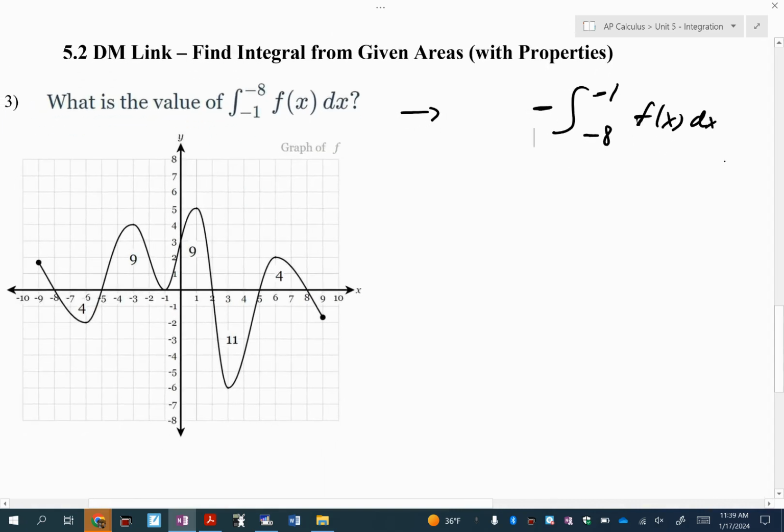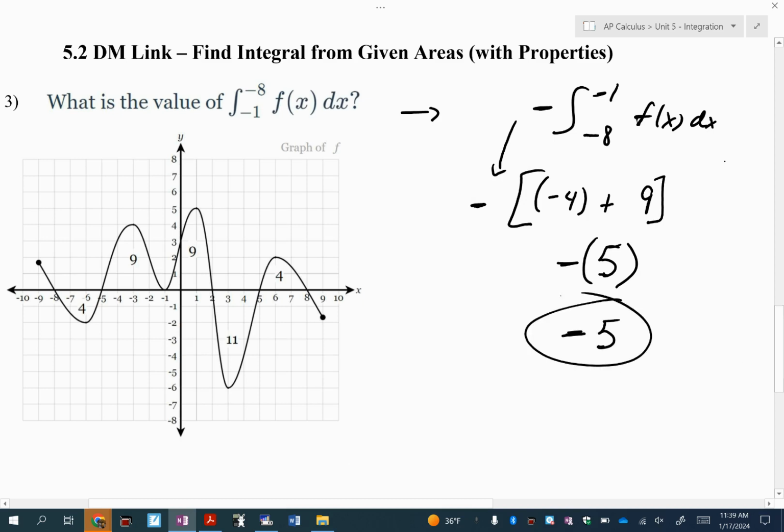What is the first area value from -8 to -5? -4, right? Because it is below the x-axis. What's my next one? +9, right? Because it is above. And that's going from -8 to -1. So that's done. All right. So what is -4 plus 9? 5. But remember, is this the answer? No, because I need to bring down that negative to do the opposite of all that. So the opposite of 5 is -5. And this is the answer, yes.